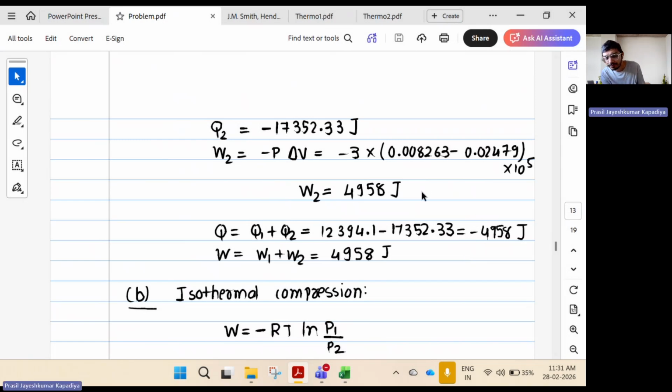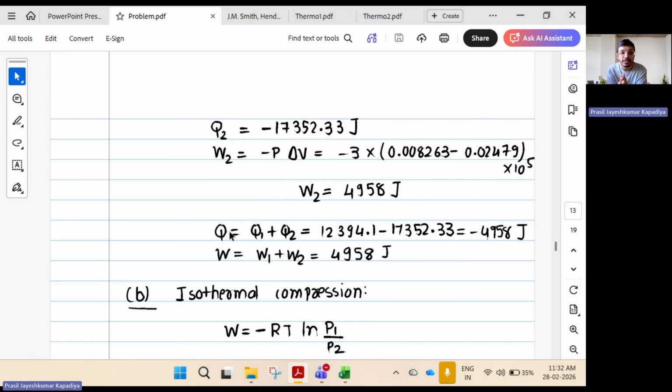Okay, so an important thing: as we are calculating in SI units here, I need to convert bar to joule units. So I need to multiply with 10 raised to 5. So I get W2 is equal to 4958 joules.